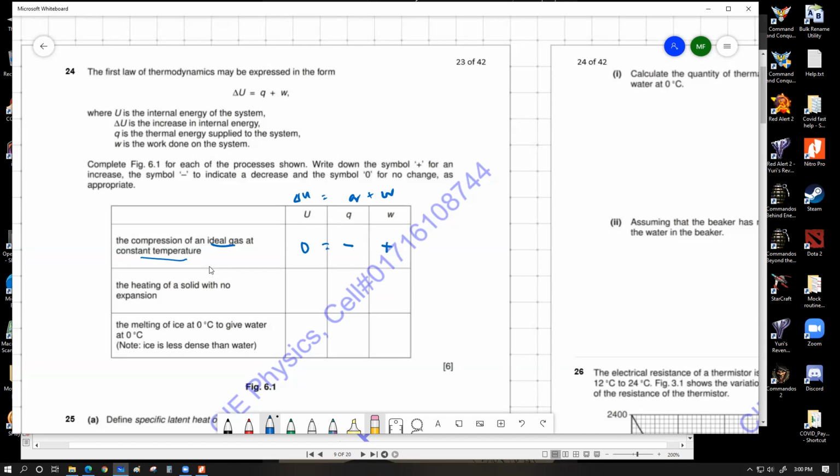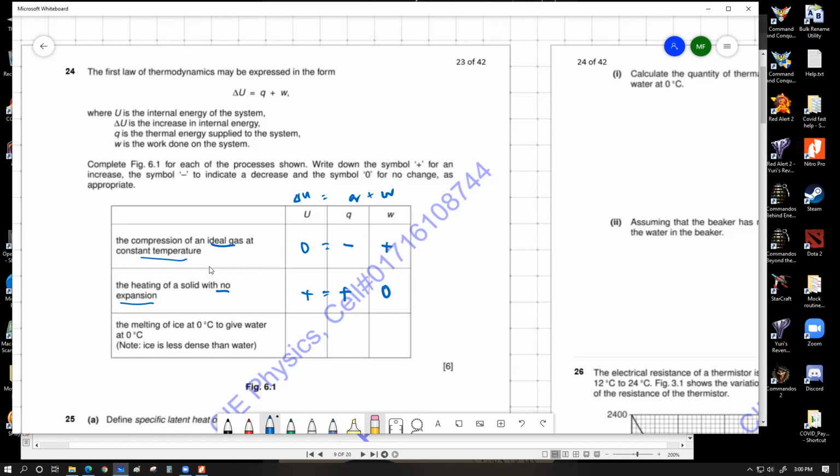Second row, the heating of a solid with no expansion. No expansion means that it is not expanding, so it is not doing any work against the atmosphere whatsoever. No work is being done onto it either. So the physical work done on the system should be 0. It is heating, so heat is supplied, which ultimately means internal energy was increased. So plus, plus, 0. Up to this point there is no trouble, easily doable, makes sense.